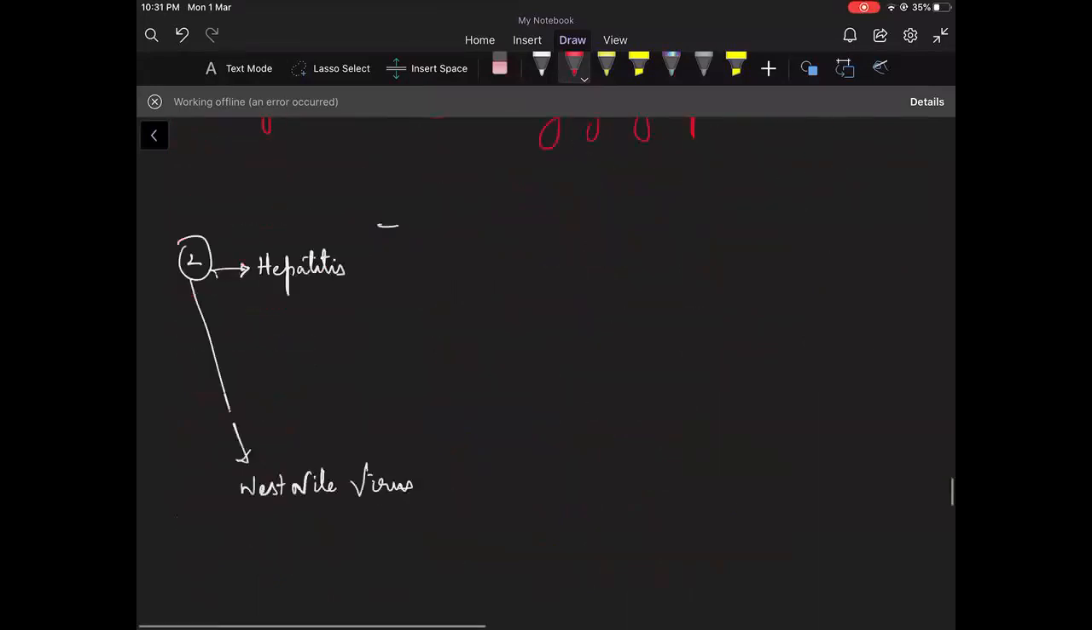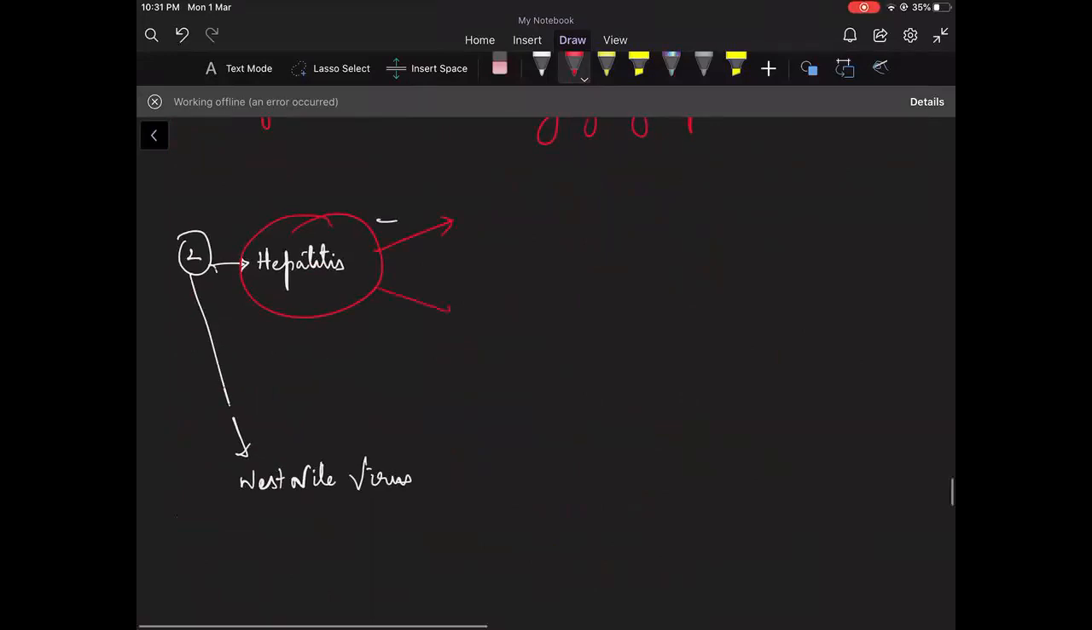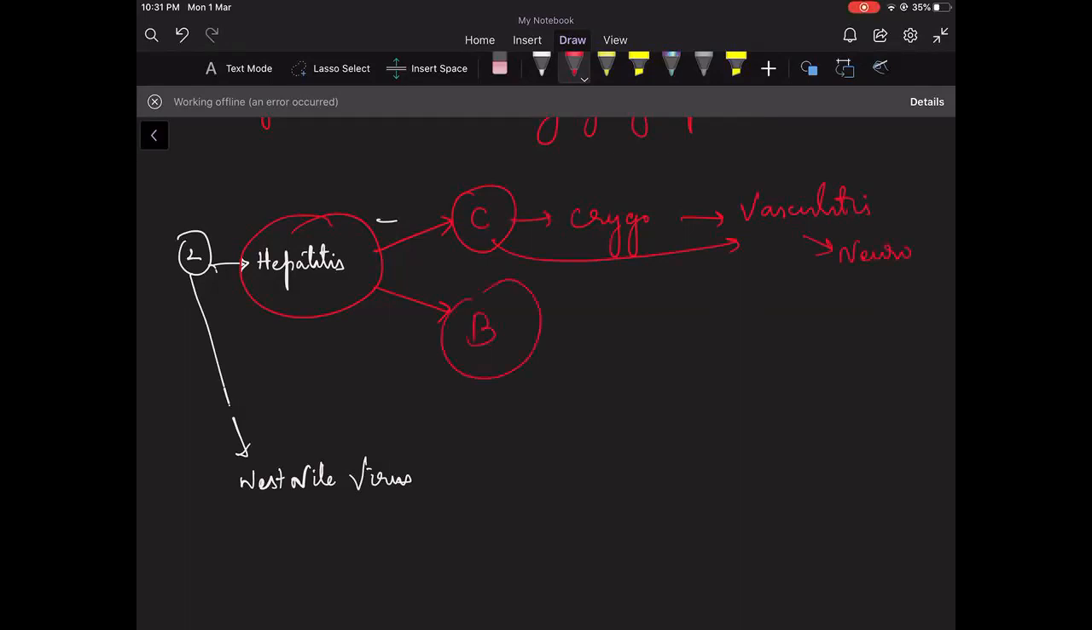The next important virus is hepatitis. In hepatitis C, the patient will have cryoglobulinemia, or it could be due to vasculitis, and the patient will have a neuropathy picture. In hepatitis B, the patient will have associated polyarteritis nodosa. That's why the patient will have a vasculitic kind of neuropathy.